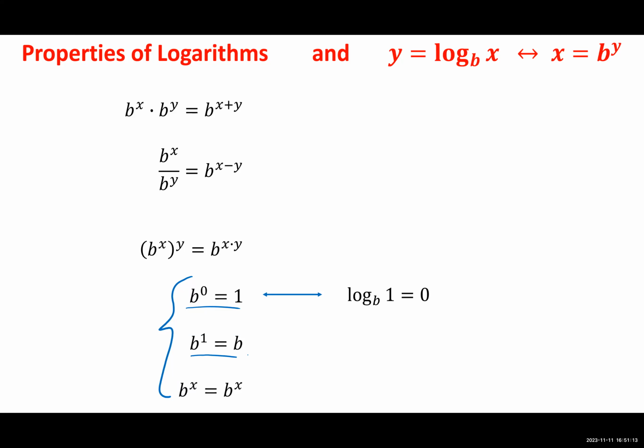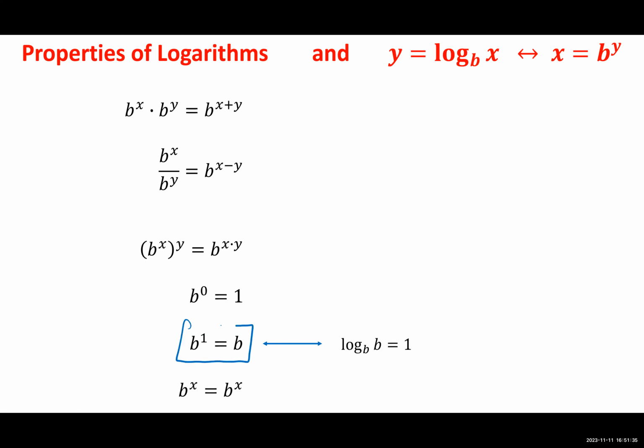Log base b of 1, for any base. When you take the log of 1, you get 0. That's because we're literally translating using the definition of a logarithm, from the exponential rule to the logarithmic rule. We know that any number raised to the first power is equal to itself.